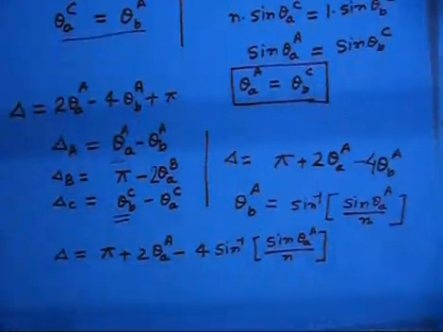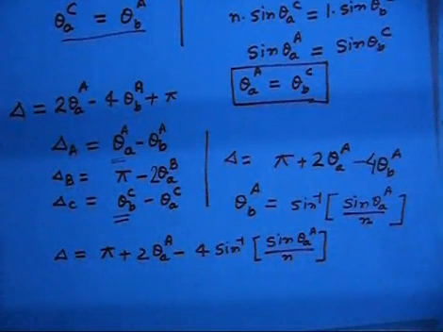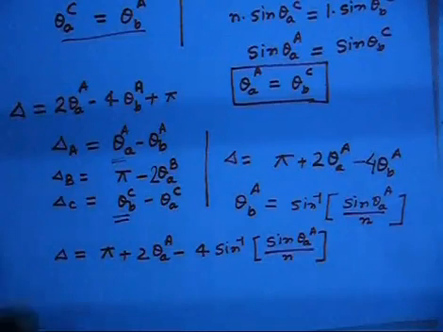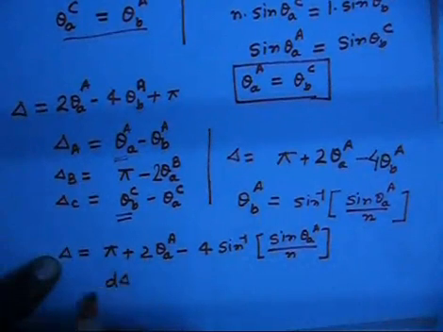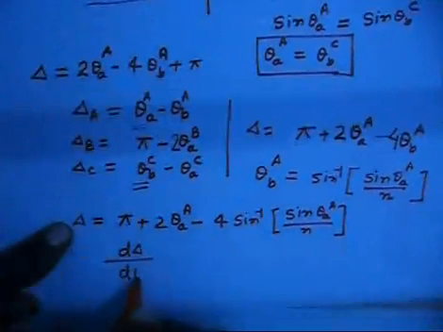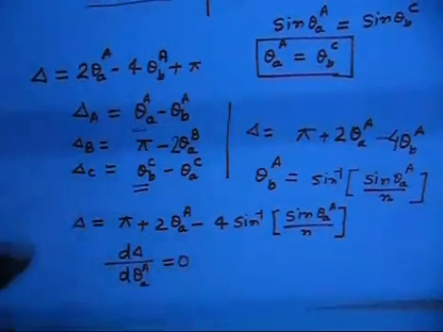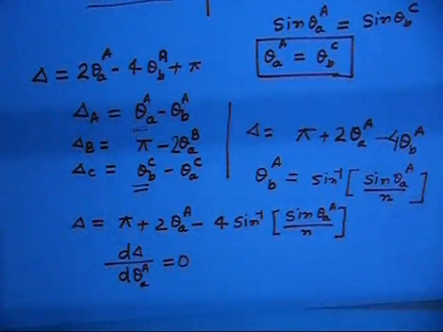Now the third part says, this is the important part, a rainbow will be formed when the angular deflection delta is stationary with respect to incident angle theta A at A. That is when d delta by d theta A at A is equal to 0. So rainbow is formed when this delta remains constant with respect to theta.